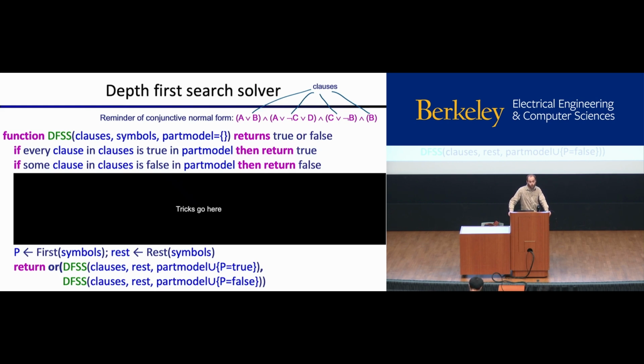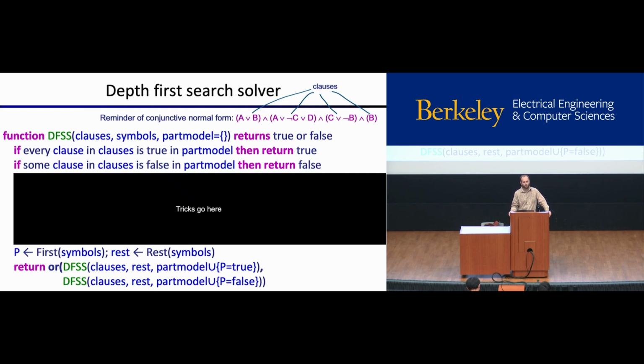The nodes would be partial models. So we start with no assignments of values to variables. As we descend, like here, when we're splitting in two, we're either assigning a variable to be true or to be false. And so when we get to a particular node, we've assigned some values to variables. And so the node is saying which values have been assigned to variables.